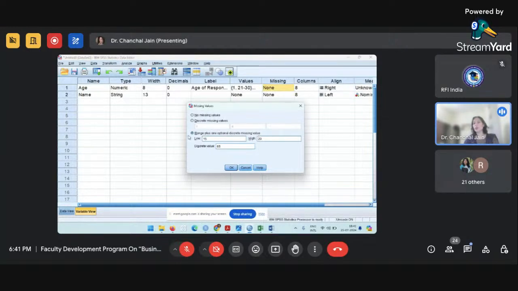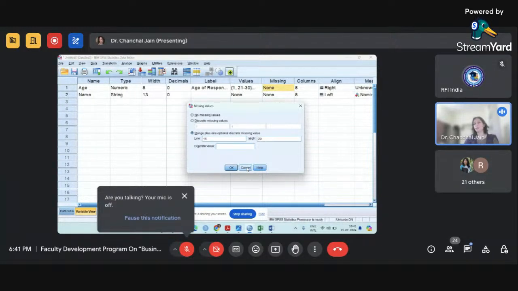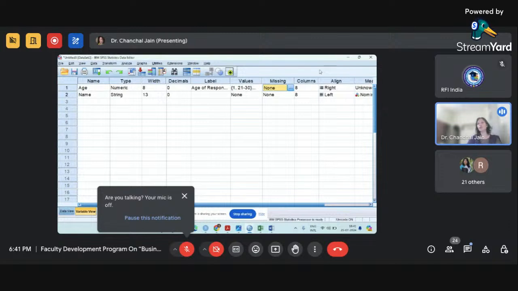It is not like that always you need to use this particular discrete. If you want to only define this lower and upper, that will also work for you. You can click on OK and this will be set for you, right? So this way you can use this missing value option in SPSS.